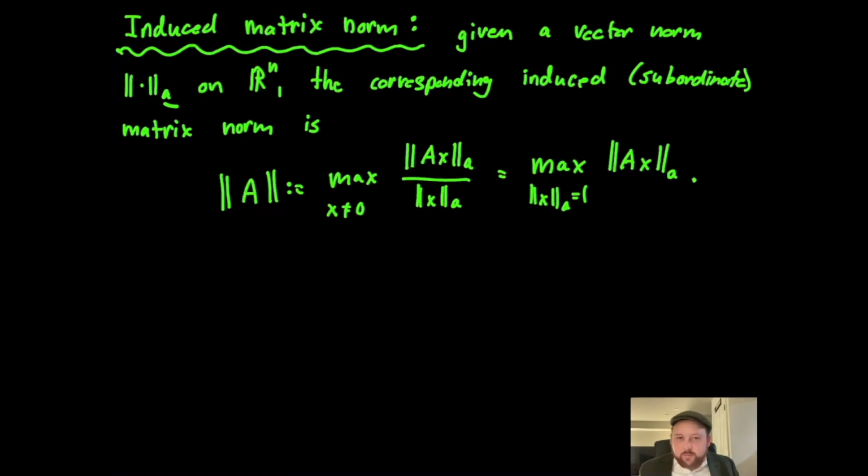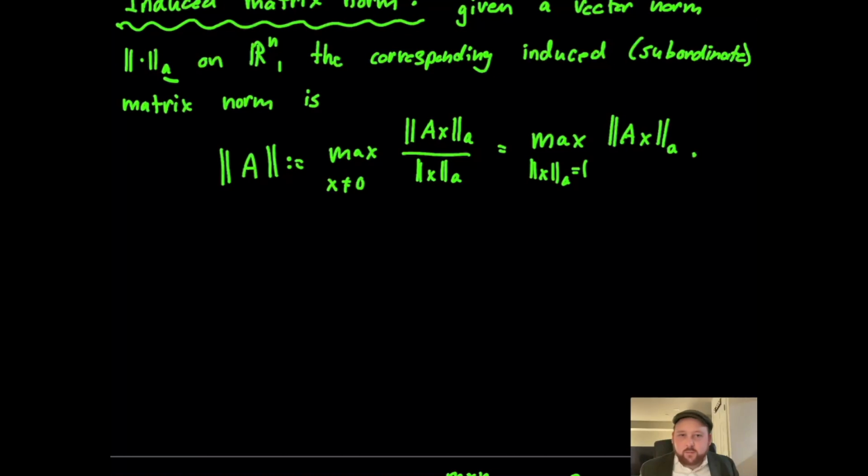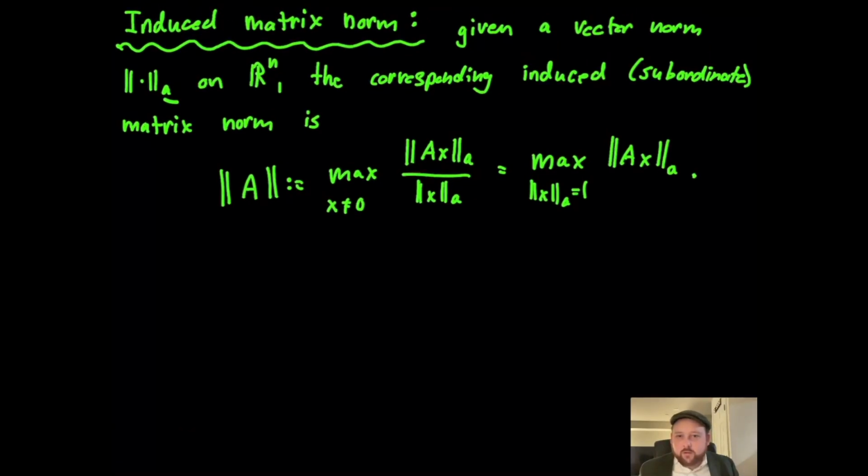The matrix norm induced by that vector norm is equal to the maximum taken over all non-zero vectors x of this ratio, the norm of Ax divided by the norm of x. But this is also equal to the maximum taken over all vectors of norm equal to 1 of just the norm of Ax. So this is the definition. You see that these are actually two different statements, right? So I'm defining it as being equal to either of these. So you might ask, why are these the same, or are these equivalent? You can check that yes, they are.